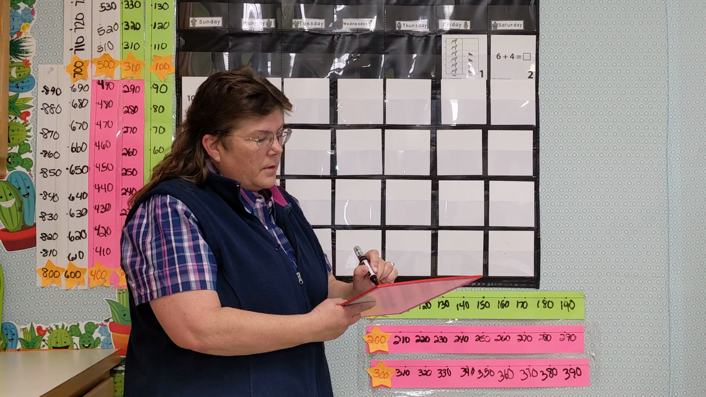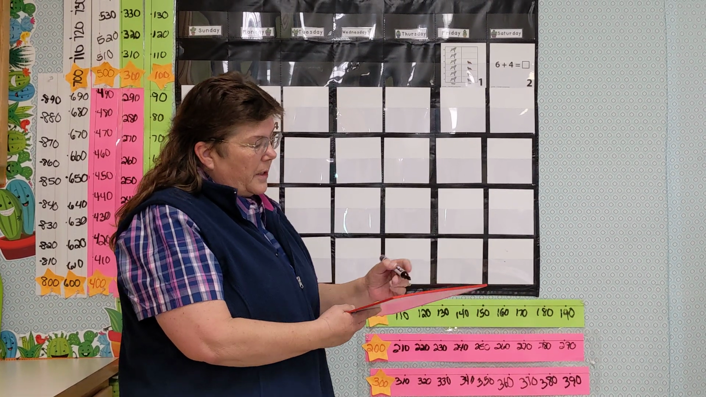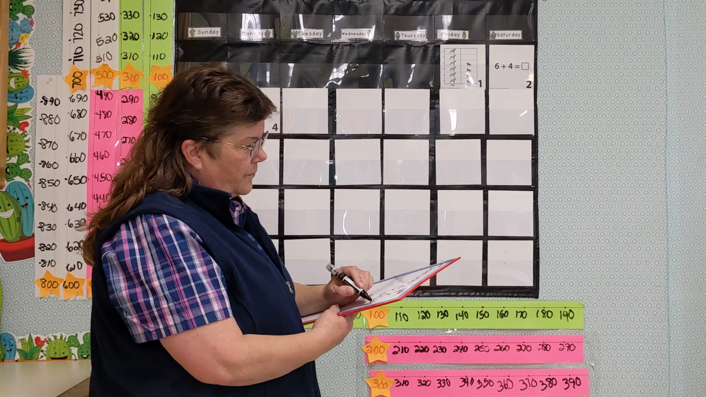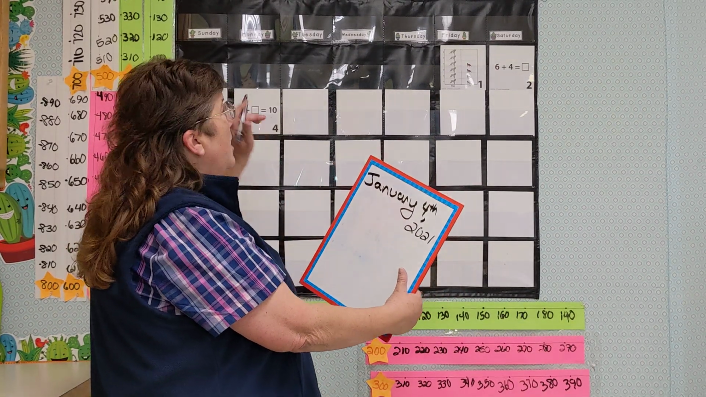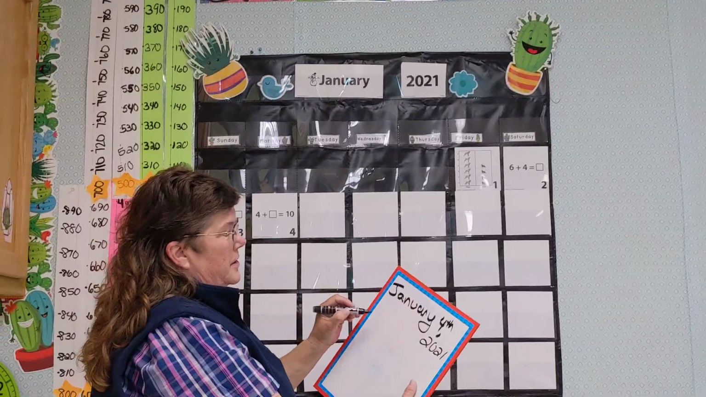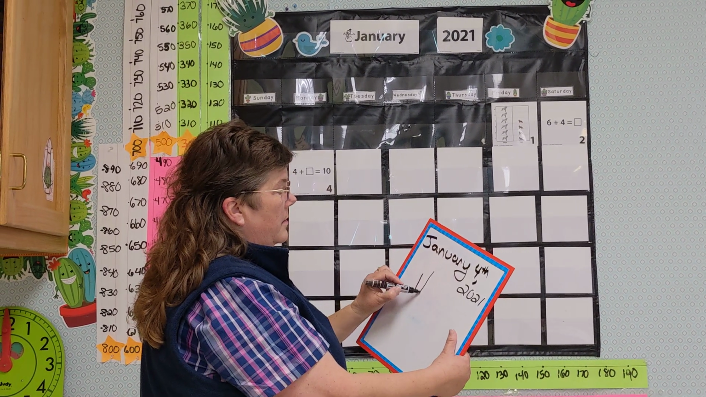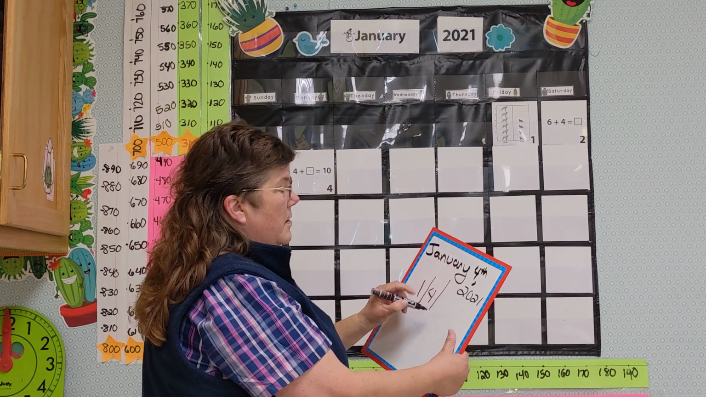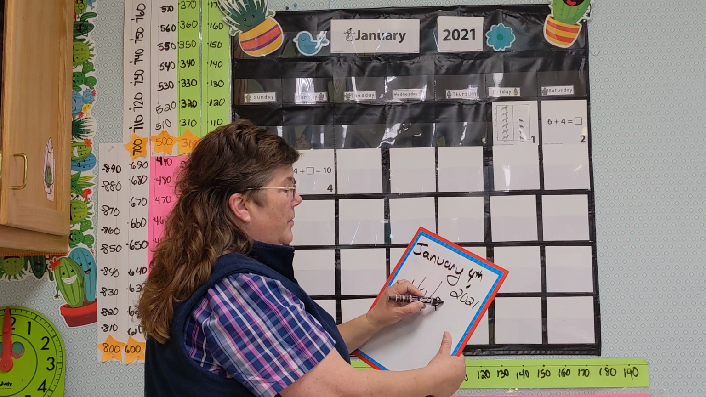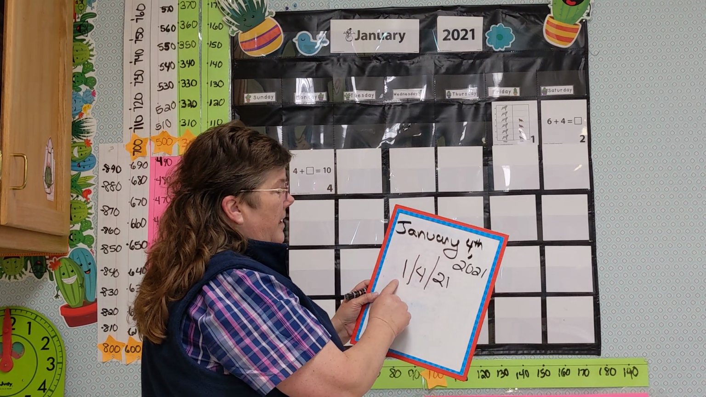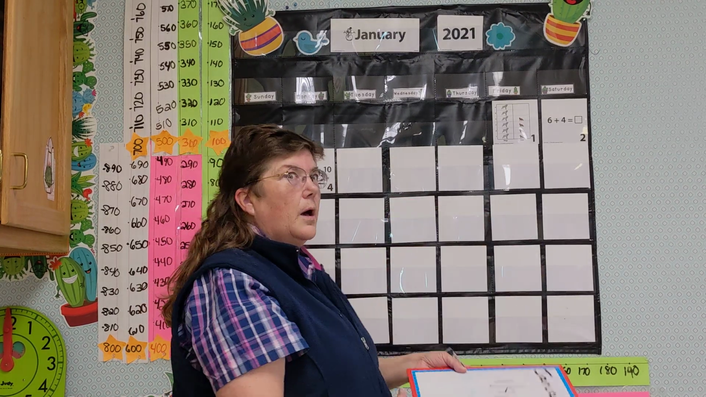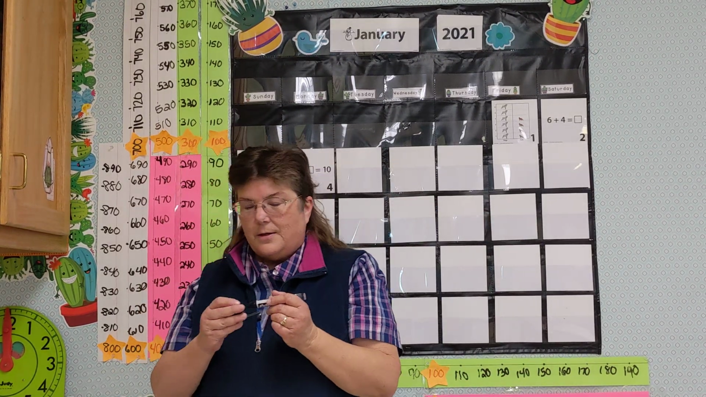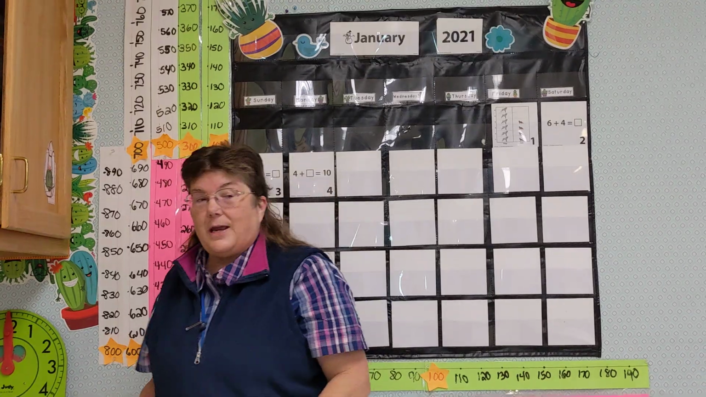4th, I wrote it too big, you guys, so I'm going to have to come down here. January 4th, 2021. So we know that January is the first month, so we write it as a 1, a 4, and we write just the last two numbers. So today's date is 1/4/21, January 4th, 2021. I said it right so many times, it's going to jinx me. I'm not going to be able to say it right anymore.